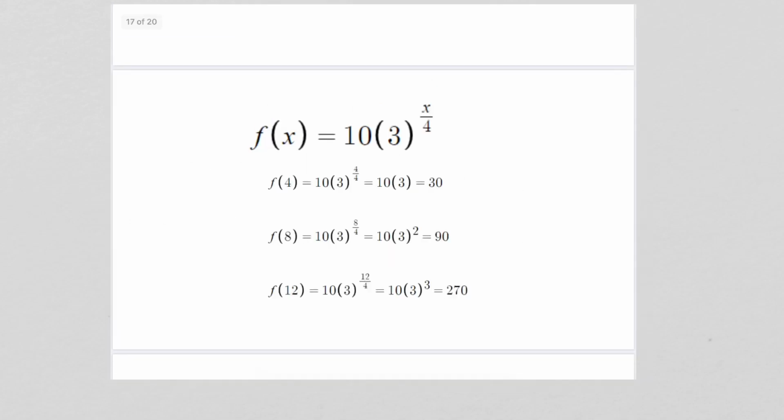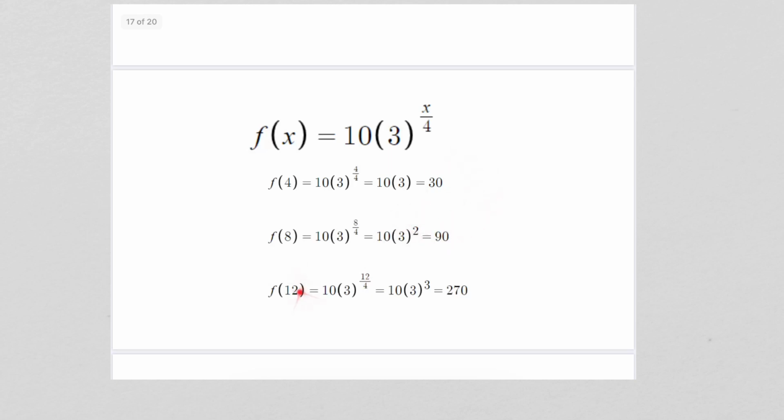So we can see that if we were to plug in x equals 4, then we would do 10 times 3 to the 1 power, which is just 10 times 3. Oh, so we've tripled. We've taken 10, multiplied it by 3, and we got 30. If we plug in x equals 8, we're going to do 10 times 3 to the 8 over 4, but 8 over 4 is just 2. So now we're doing 10 times 3 squared, which is 90. Oh, we've just tripled from 30 to 90.